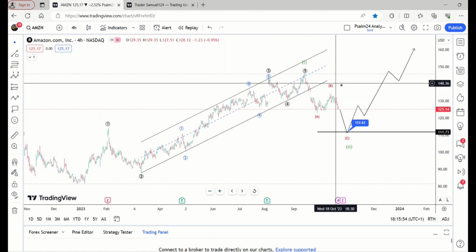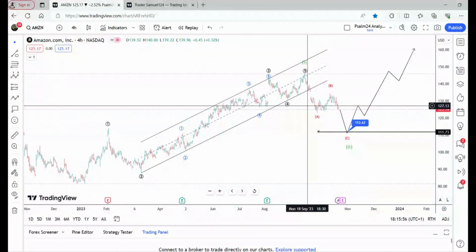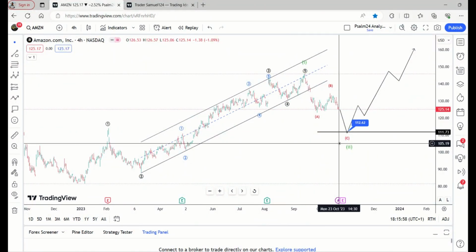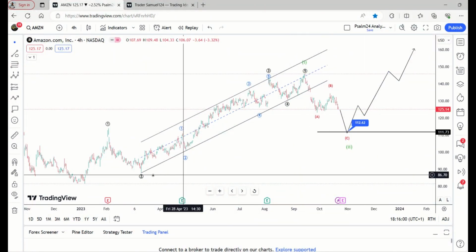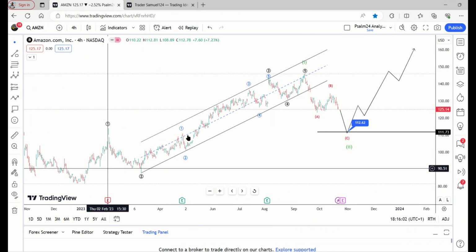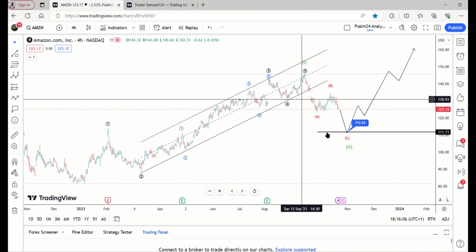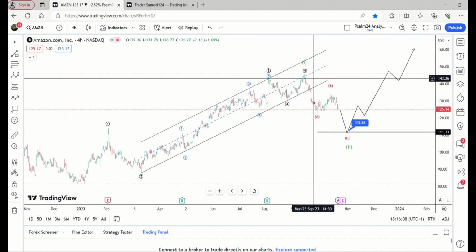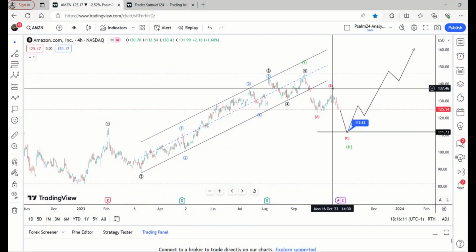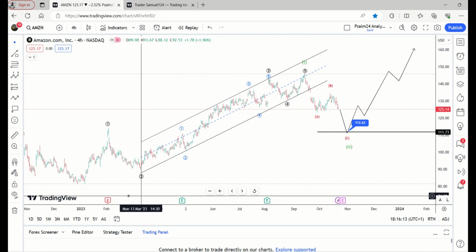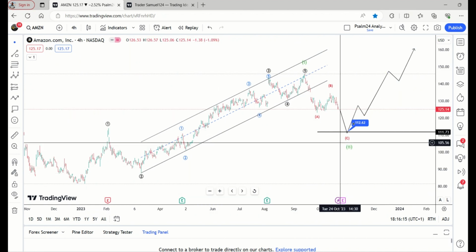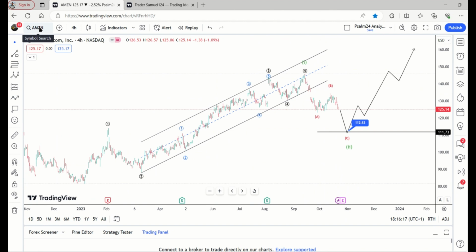Once that completion is done, then we have completed the corrective phase, wave 2. This is wave 1, wave 2. That's the larger degree wave 1 and the larger degree wave 2. But we are currently in the corrective phase of the larger degree wave 2. All right, and we are in the phase C of that correction. So that is the second pair.